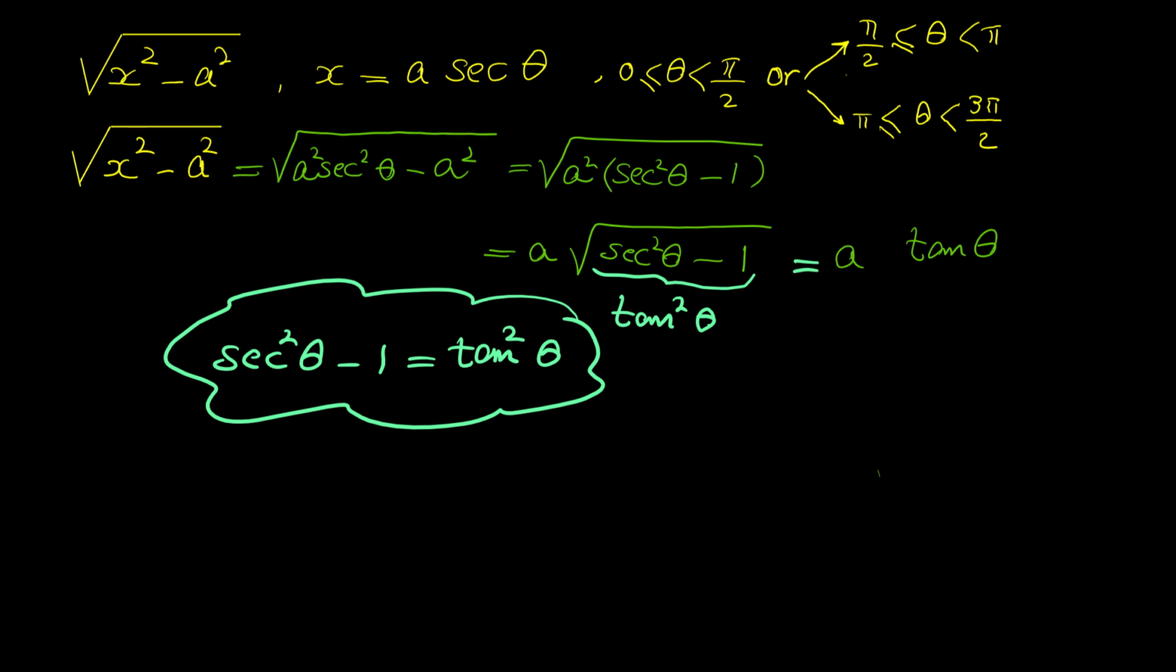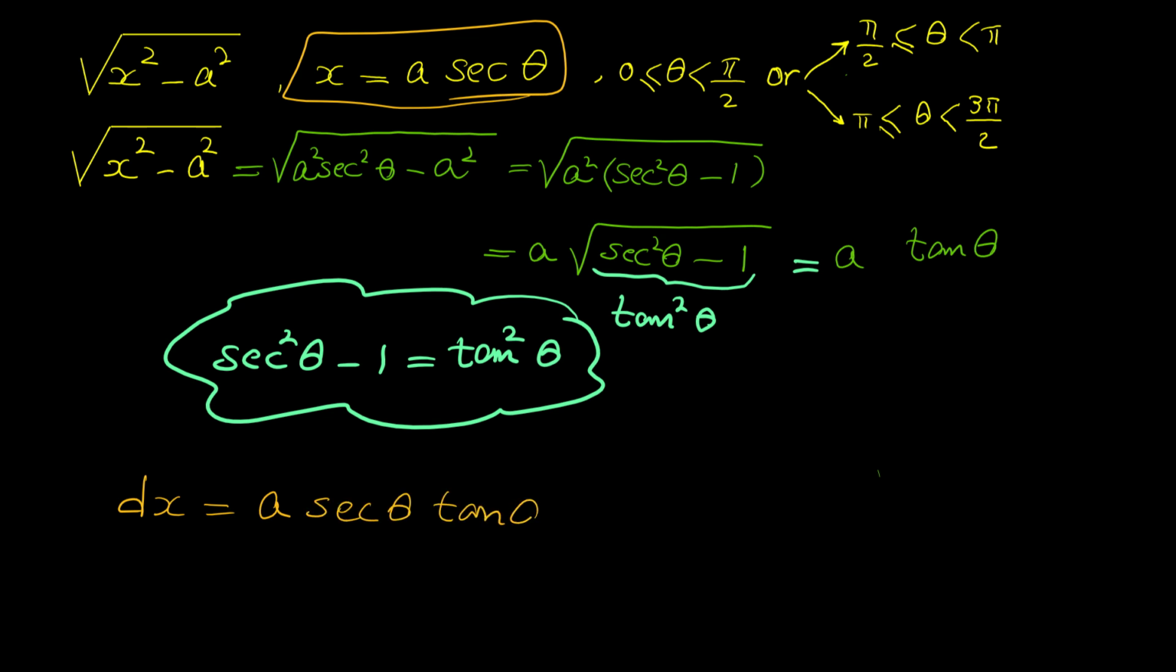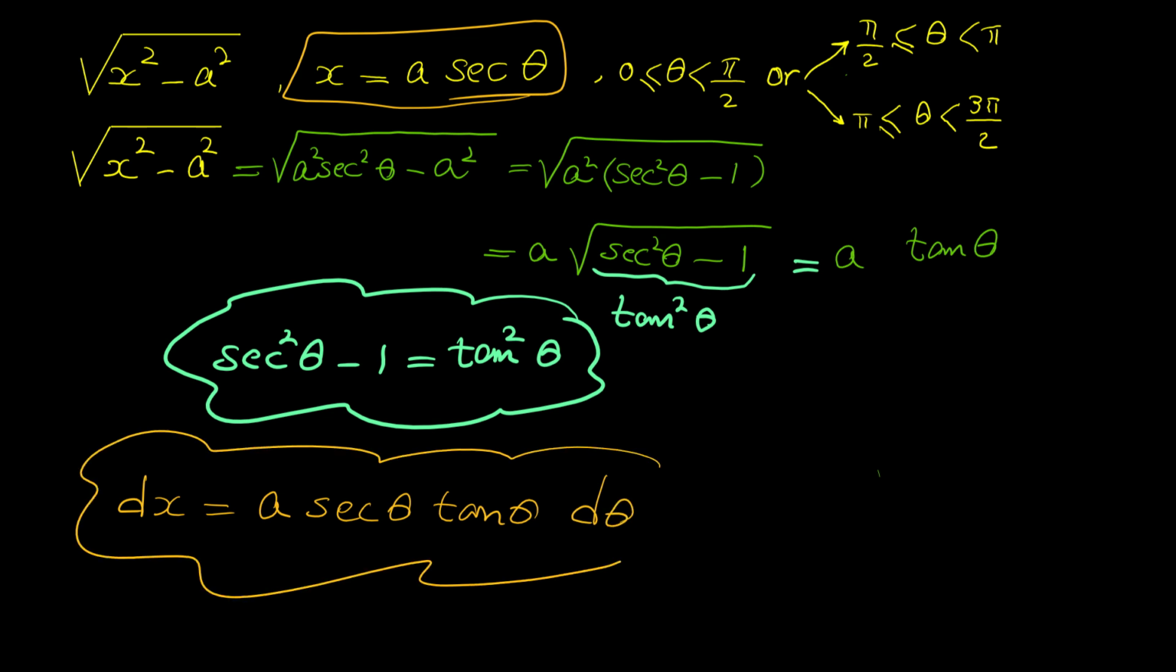And let me add one more thing. This is the last thing that I have to mention. When you choose x as a secant theta, because you want to substitute everything in terms of theta, you need to know what is dx. If x is a secant theta, what is dx? What is the derivative of x? The derivative of the other side is a. The derivative of secant is secant times tan. And don't forget to multiply it by d theta. So this is the other thing that you need to solve the integral.